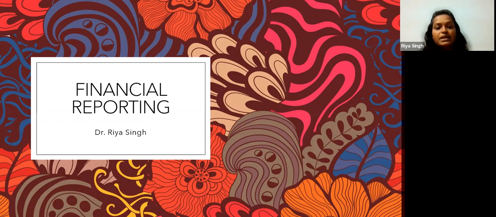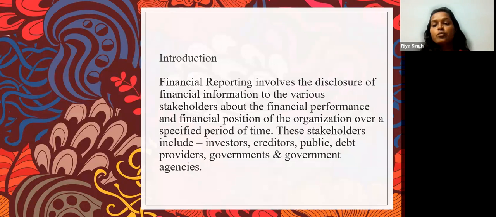So first, we will be discussing what financial reporting is. Basically, financial reporting involves the disclosure of financial information to the various stakeholders about the financial performance and financial position of the organization over a specified period of time. These stakeholders include investors, creditors, public, debt providers, government, and government agencies.